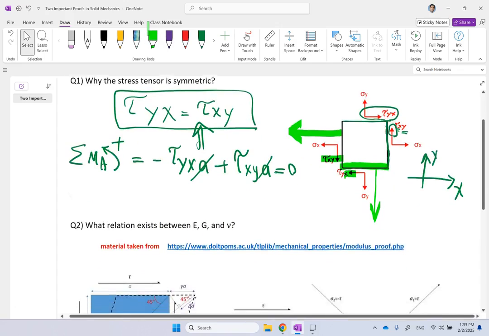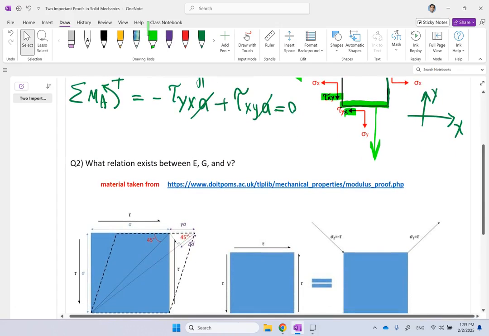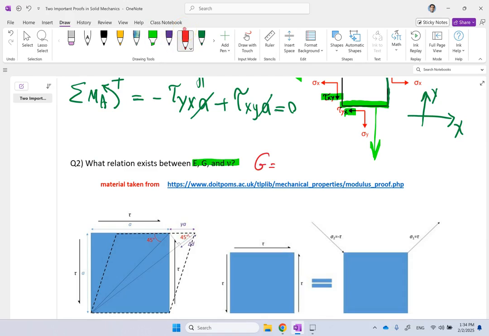The second one is a little bit more interesting, and that was the relation between E, G, and nu. If you remember, I showed you several times that G is equal to E over 2 times (1 plus nu), or if you cross multiply, E is equal to 2G times (1 plus nu). Where does this come from? These three important constants are related to each other, but how?